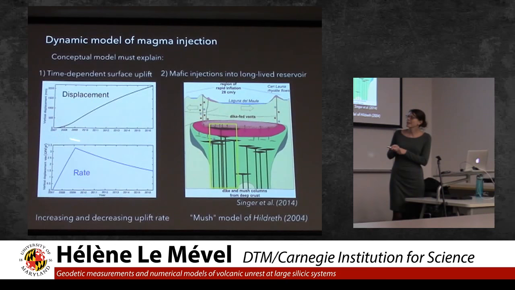So this is the first time derivative of the displacement. So an increasing rate followed by a decreasing rate. So we're trying to explain those surface observations. And since we're also considering long-lived large silicic systems, we are trying to be in this framework of the mush model proposed by Hildreth in 2004.